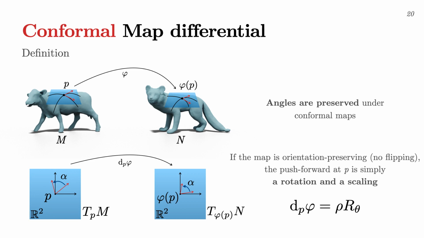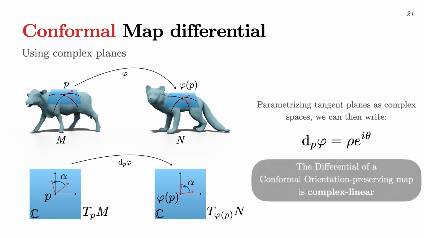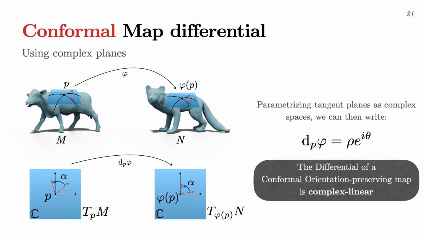Now, if the map is also orientation preserving, then the push forward at point P is simply a rotation and a scaling. It cannot flip the tangent plane. So it takes the form d_P phi is a rotation, theta, and a scaling, rho. What is more, by parametrizing tangent planes as complex instead of R2 spaces, we can then write the differential at point P as a simple complex multiplication. In other words, the differential of a complex orientation-preserving map is complex linear.